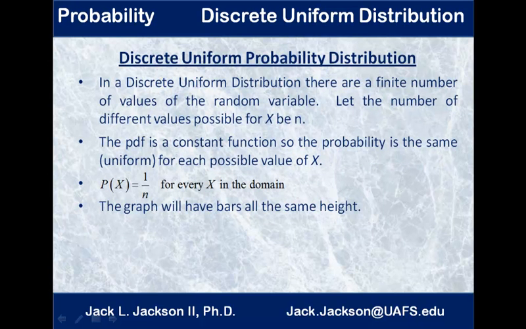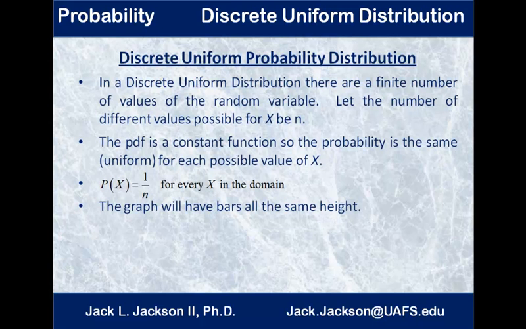In a discrete uniform distribution, there are a finite number of values of the random variable, and let's say there are n of those, and the PDF is a constant function. So the probability is the same, in other words uniform, for every possible value of x. So all the probabilities are the same. So your probability density is kind of spread out evenly among all the values. And if there are n of those, that makes the probability 1 over n. The graph will have bars all the same height.